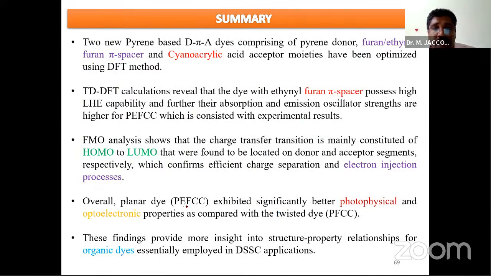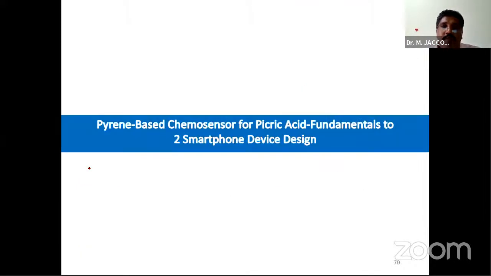Okay, overall the planar dye PFCC exhibits significant photophysical properties. This is what we published in PCCP.